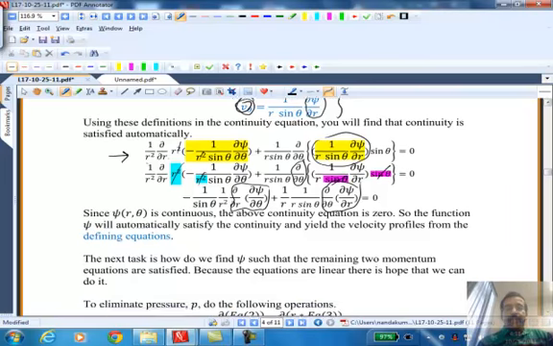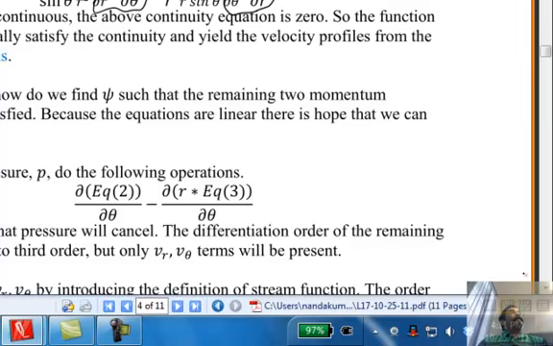Okay, any questions? So the next step is, remember our goal is to get a single equation in terms of the stream function.